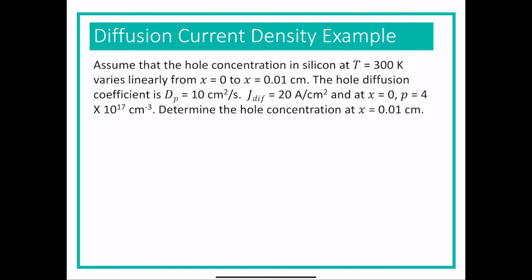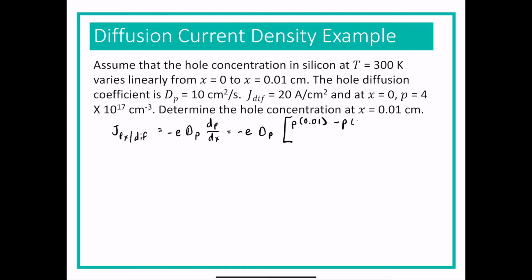So we know that the diffusion current, and this is the x-dependent diffusion current for holes, is equal to minus E times the diffusion coefficient times the derivative of whatever that equation is. We don't actually have an equation, but we do have a relationship we can use. We know that the number of holes at 0.01 centimeters is going to be what we want to find out, and that's all buried inside that equation somewhere.